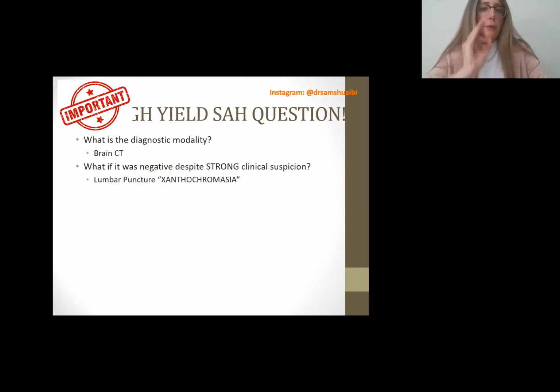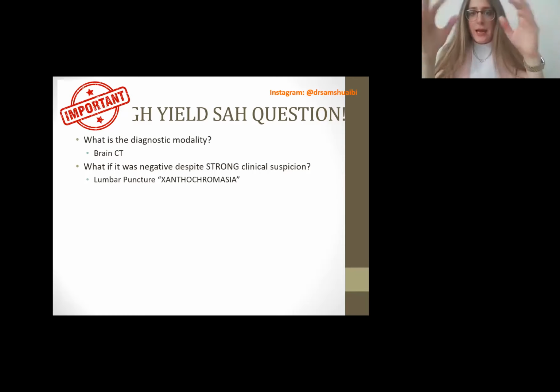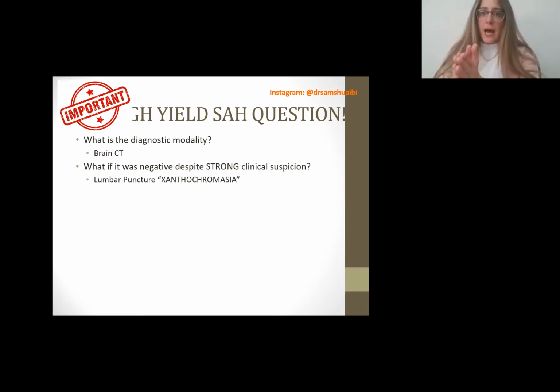Now, what if the brain CT for a subarachnoid hemorrhage was negative, but you as a physician still have very strong clinical suspicion that it is subarachnoid hemorrhage? And actually this happens a lot. What you do next is what we call lumbar puncture, okay? And we look for xanthochromia, which is basically discoloration. What's gonna happen? If there is actually a bleed, when you pull out the lumbar puncture, you have to understand it.